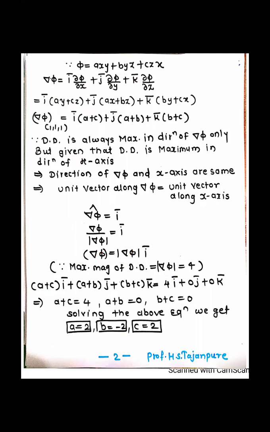So on the right hand side, only 4 i bar is there, correct? Only 4 i bar. J and K are not there. That's why I have written 0 j bar plus 0 k bar, because after this step we'll have to compare the coefficients of i, j and k. Coefficient of i bar is a plus c, and here the coefficient of i bar is 4, so a plus c equals 4. Then the coefficient of j bar is a plus b, and here it is 0. Coefficient of k bar is b plus c, and here it is 0.